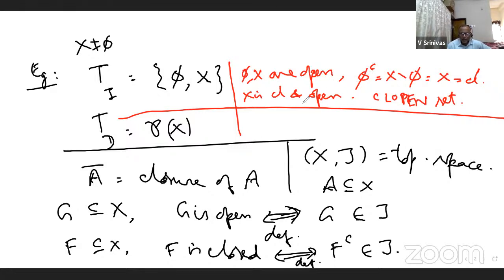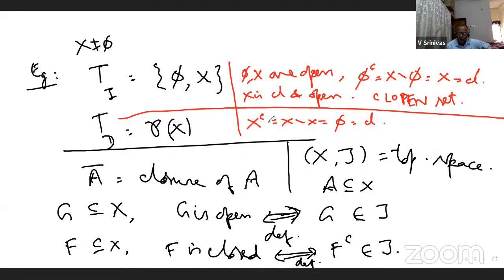Similarly, if you look at the complement of capital X, what is the complement of capital X? X minus capital X. What is X minus X? It is the empty set. Capital X is open, therefore phi is closed. In fact, in any topology, these two sets are open sets.